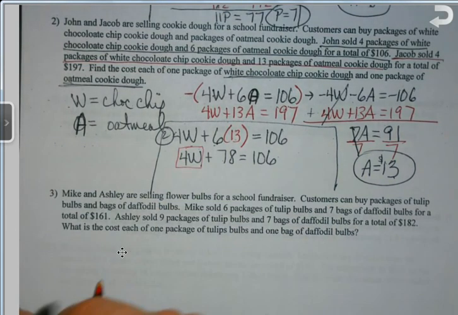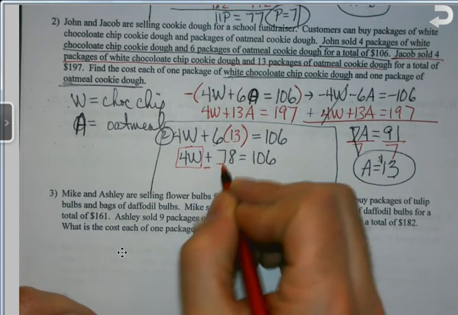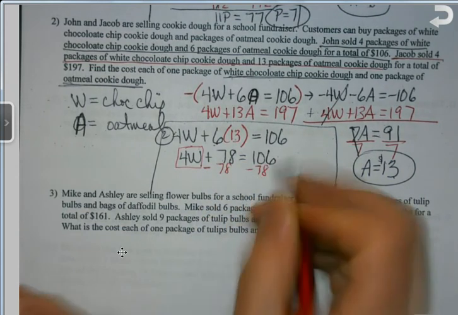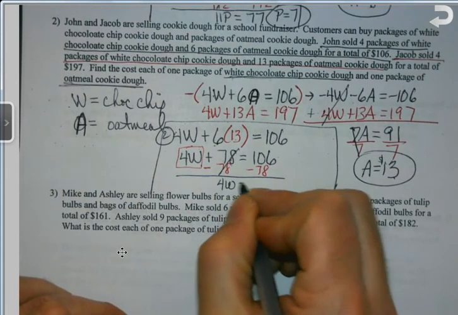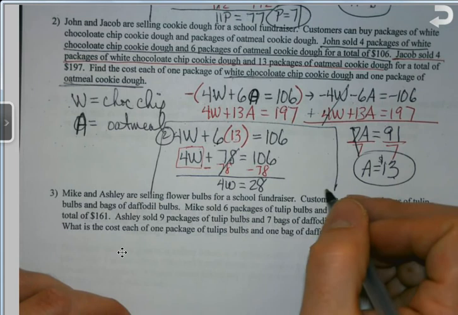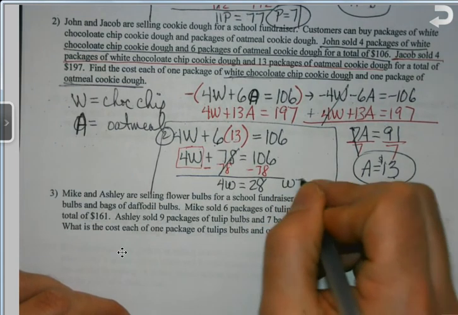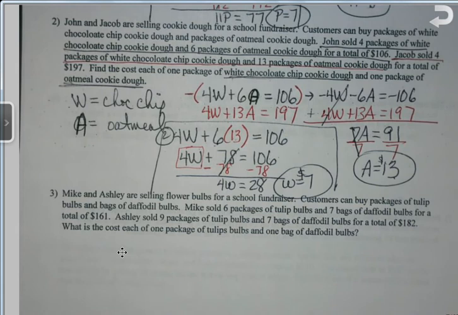Just like we did prior, I want to get the plus 78 out of there first. So 106 minus 78 is 28. And divide by 4. So the white chocolate chippers cost $7 a package.